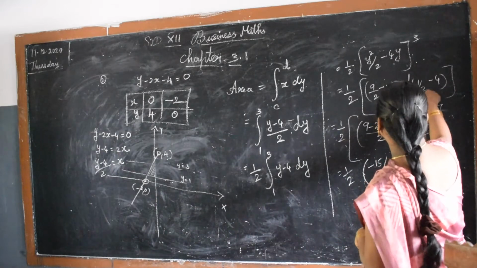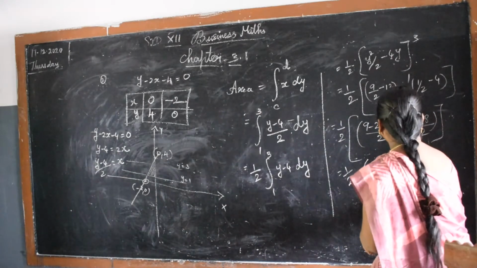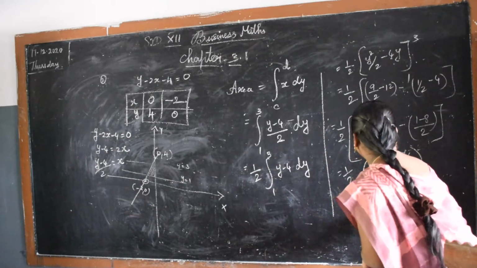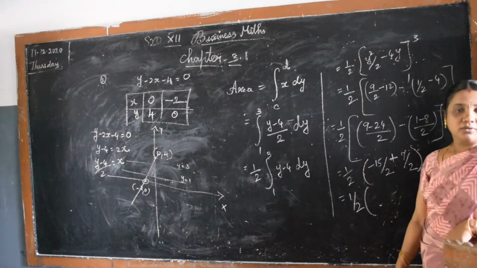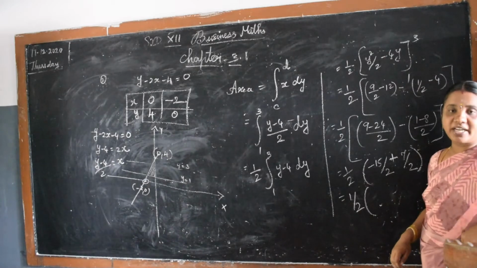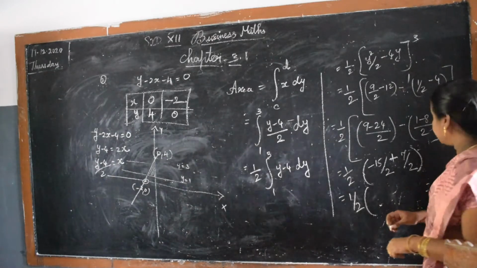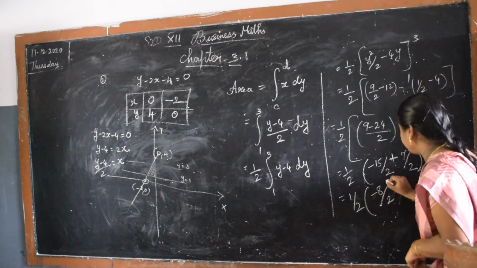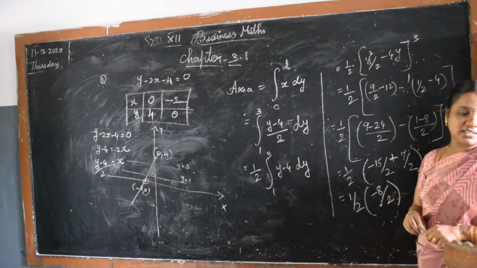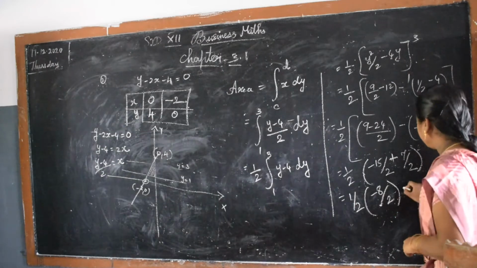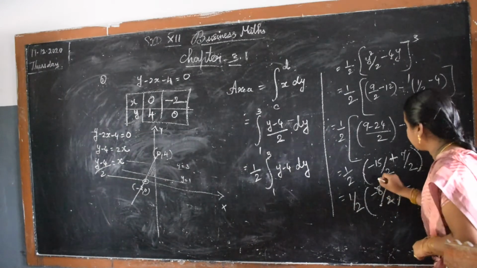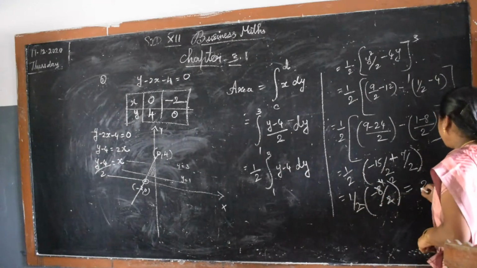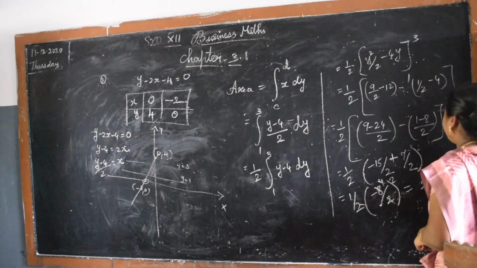Upper limit minus lower limit. Put minus 8, half into. Now you subtract this. What can you get? 15 minus 7 by 2. Our answer is minus 8 by 2. If you cancel this, what will you get? 15 by 2. You will get 2, since 2 2s are 4. Our answer is 2. So the area is 2 square units.